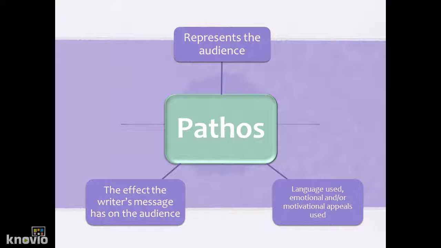Pathos represents the audience in the diagram. One way to remember this is because pathos reminds us of the word sympathetic. As the writer or speaker, you want to gain the audience's sympathy by having an effect on the audience. You can do this through the language you choose and by incorporating emotional and motivational appeals.